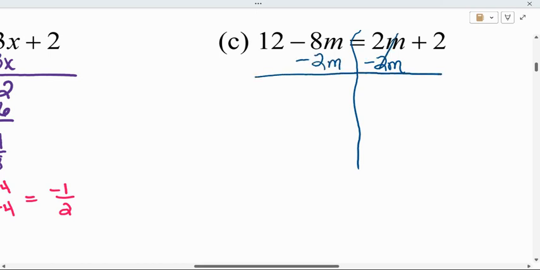Okay, so let's see. I have 12, a negative 8, and a negative 2. The signs are the same, so we add them together and keep the sign. Negative 10m. Good job. Equals a positive 2. Michelle, what do you want to do next? What would you do?